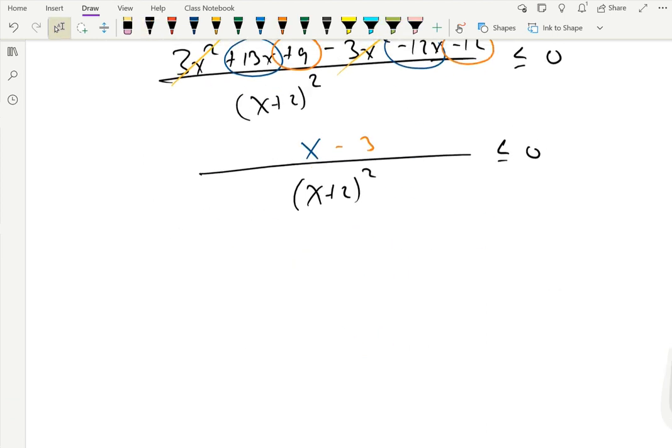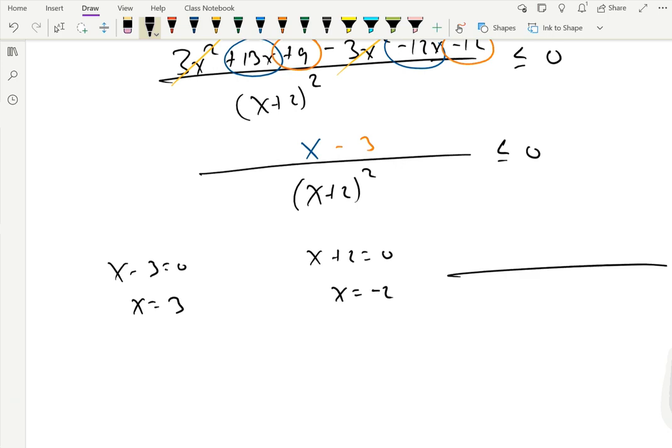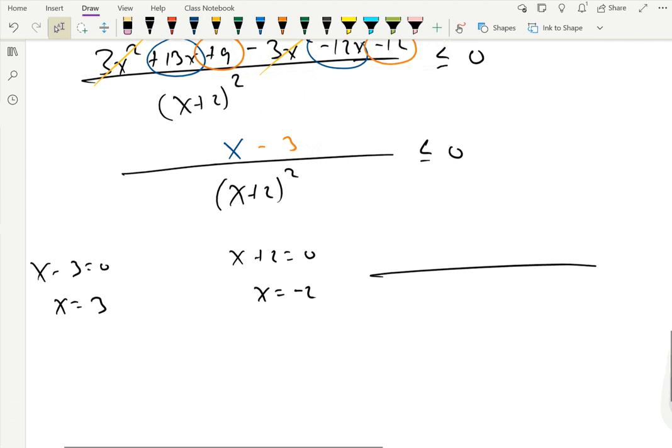Now we just have to solve this. We could take a look at what are the key pieces of information. So if I was graphing it, when does the numerator equal 0? And when is the denominator equal to 0? So that's when x is 3 and when x is negative 2. Now in this case, we were asked to solve it algebraically, so we're not going to worry about the graphing piece.